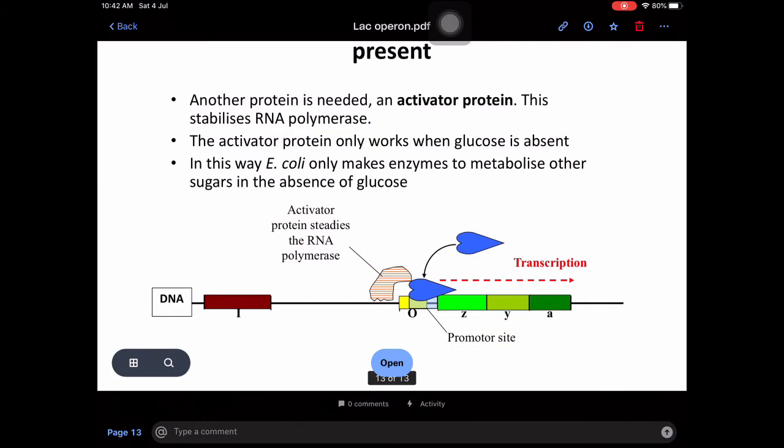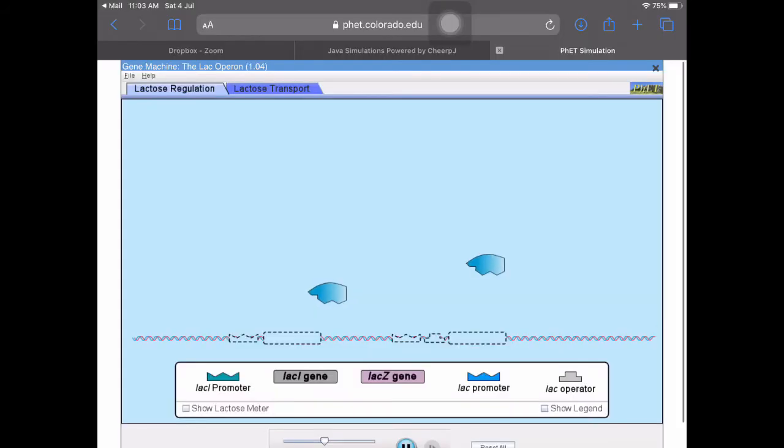Now this process we can understand by an animation that is following. Yes boys, now we will understand the working of a Lac operon by this animation more clearly.